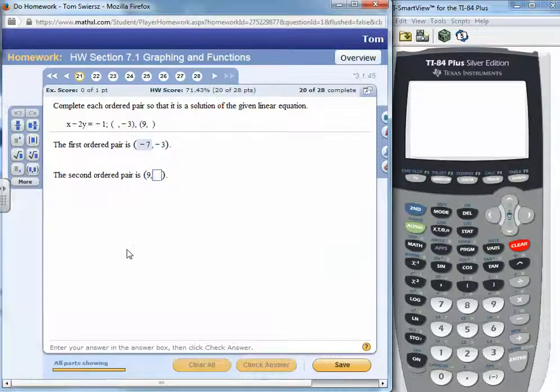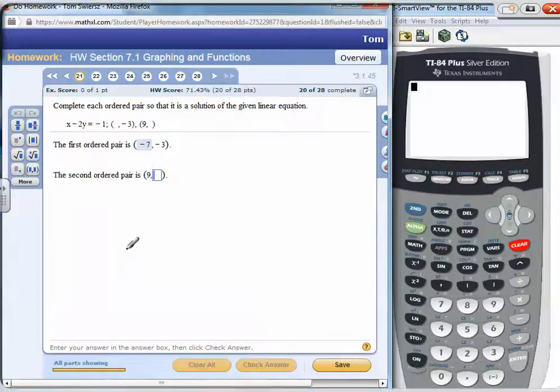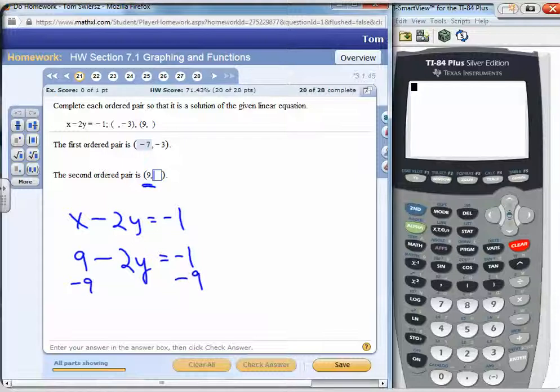Okay, and now the second ordered pair, similar idea. You're given the first coordinate, the 9, so that's the x value. So x minus 2y equals -1. The x is 9, so put in 9 for the x and solve for y. So 9 minus 2y equals -1. Subtract 9 from both sides, so you get rid of this. Then 0 minus 2y, we're just left with negative 2y. Negative 1 minus 9 is negative 1 plus negative 9, which is negative 10. Do it on your calculator if you need to.